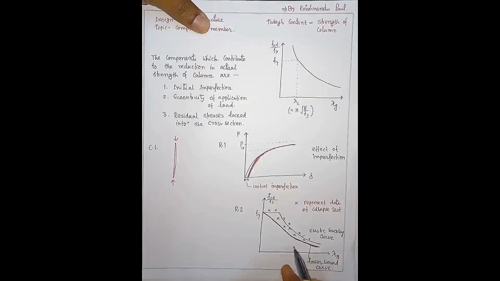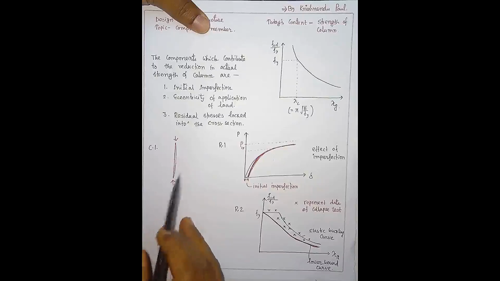Okay, so if we take the lower value of every test, then we can draw a curve. Okay, and it is easily noticeable that this curve is coming lower than this initial curve. That means the strength is lowered by these imperfections.